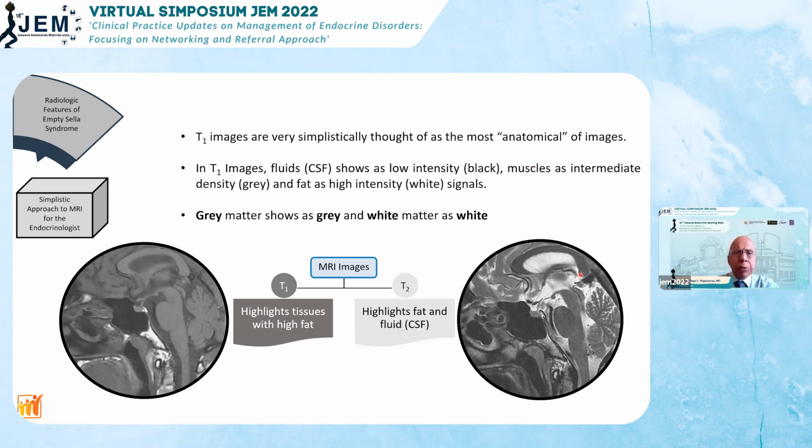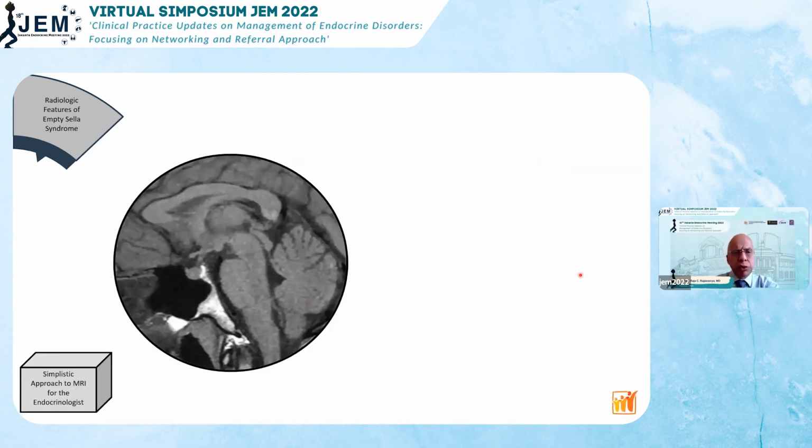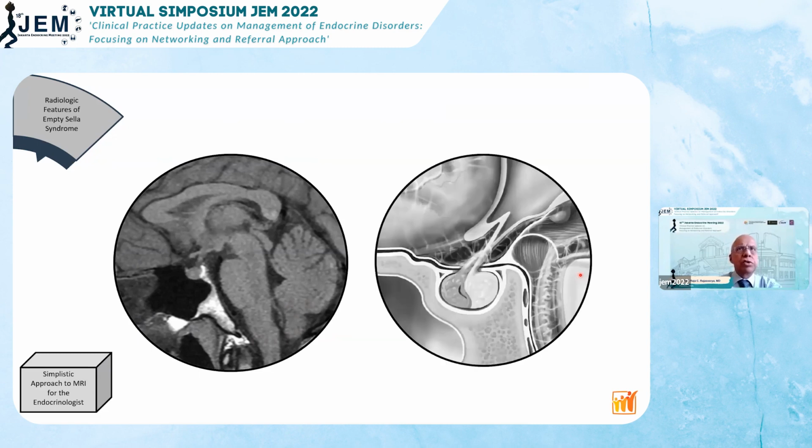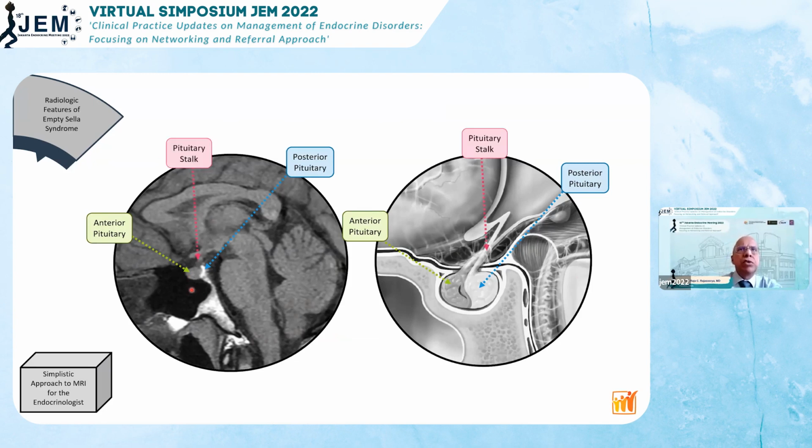So now that we understand T1 and T2 images, let's look at the pituitary gland on MRI. That's a cartoon diagram. Let's enlarge it and see some of the structures. That's the anterior pituitary. That's the posterior pituitary, which is enhanced on a T1 image. That's the pituitary stalk. That's the optic chiasma you see over there. And the sphenoidal sinus is over there.